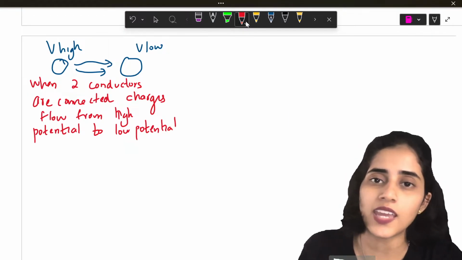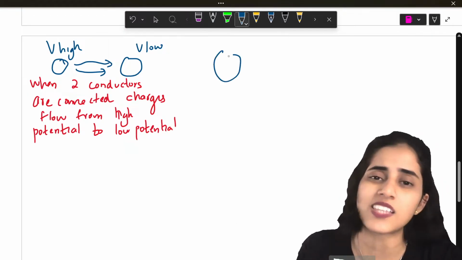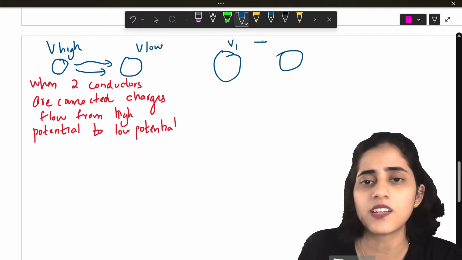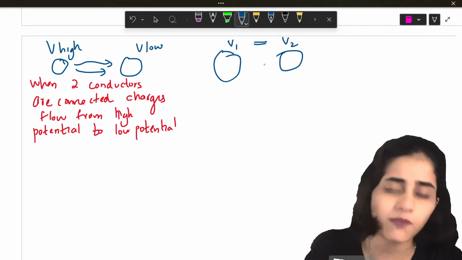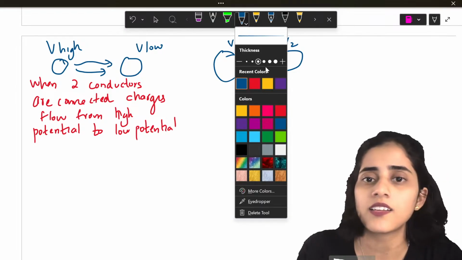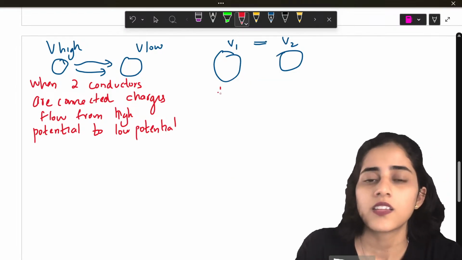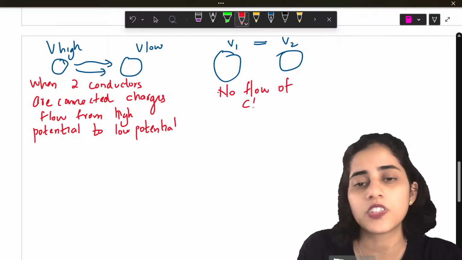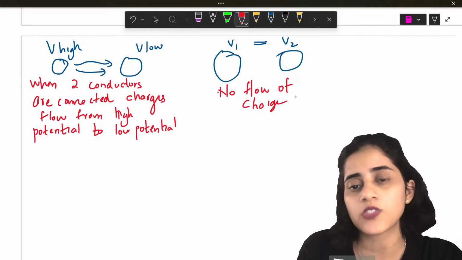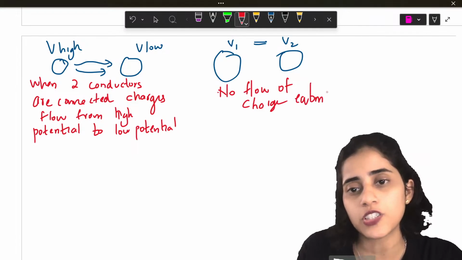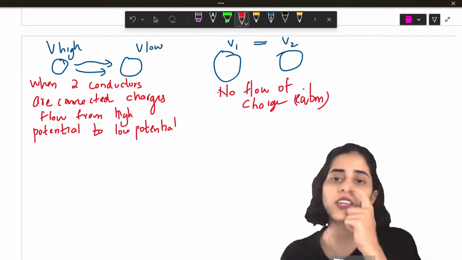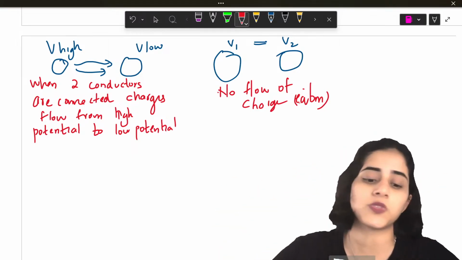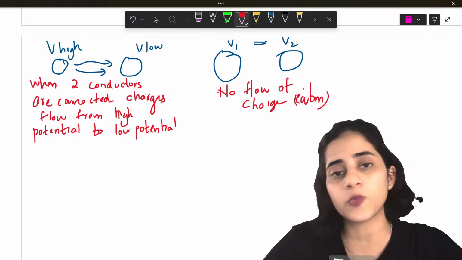Now in the same case, imagine I have two conductors that have the same potential. So this is V1 and this is V2. If they have the same potential, then there is no flow of charge. Now this is also called the equilibrium condition. When you have two conductors and there is no flow of charge between the conductors, then it's called equilibrium condition.